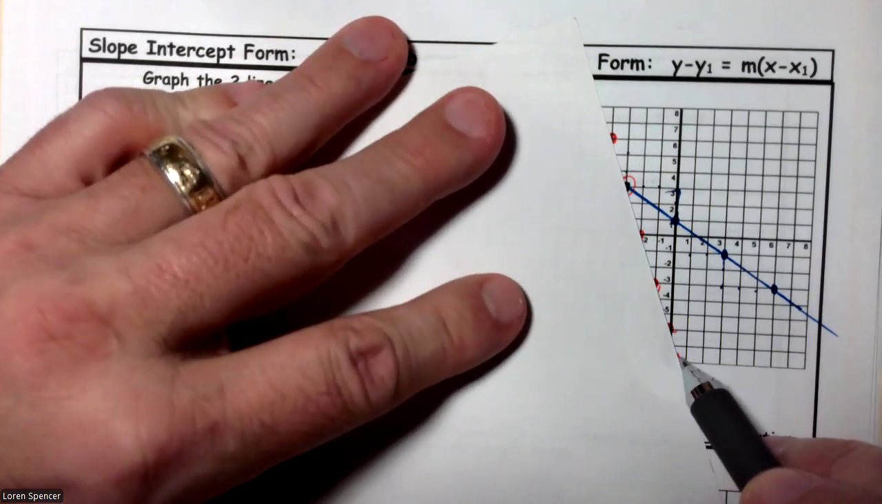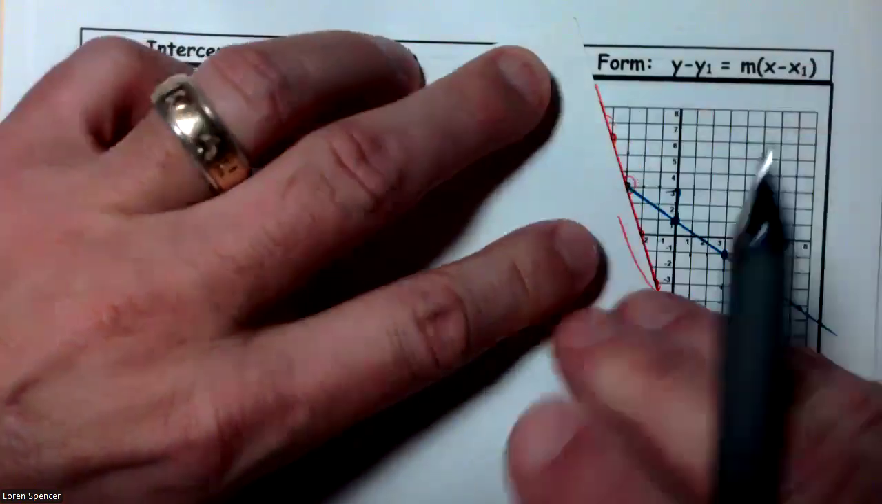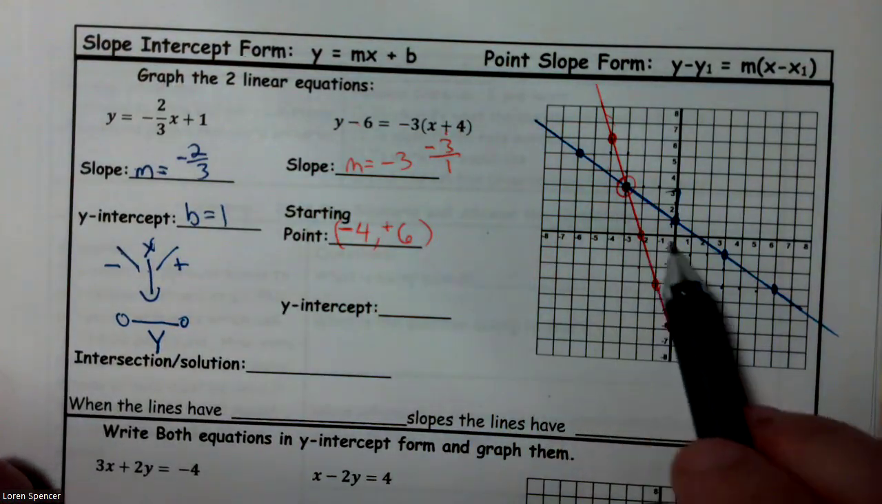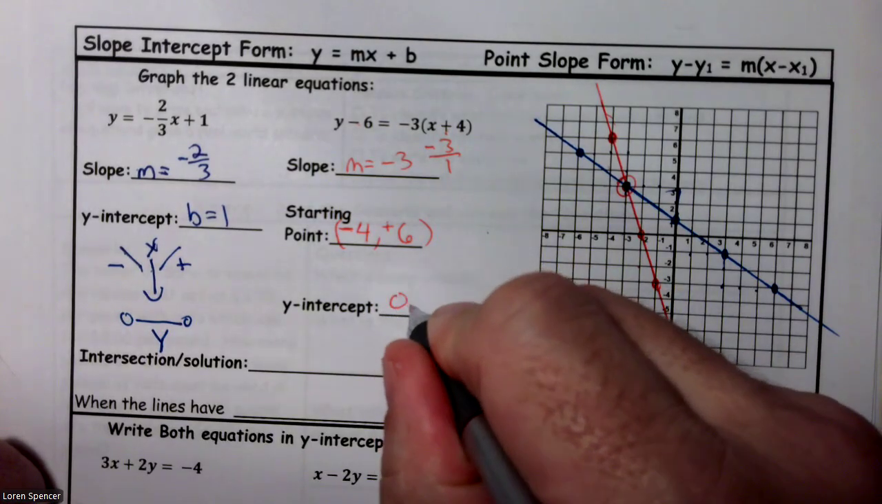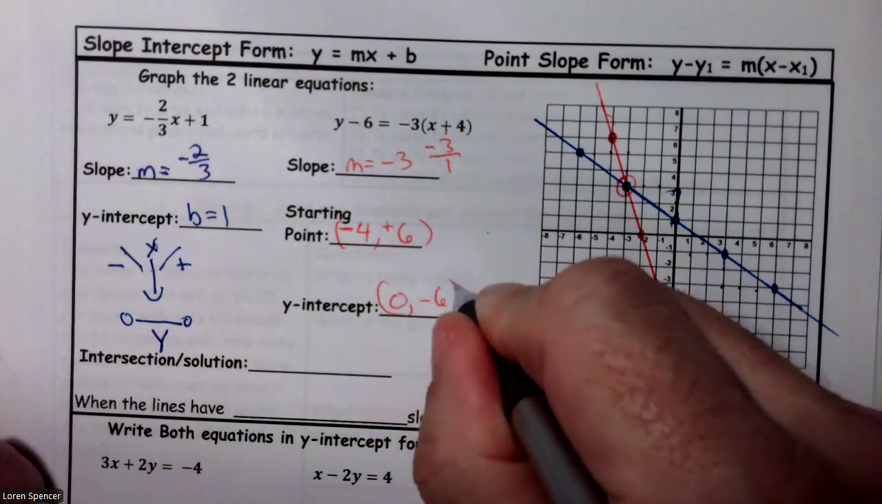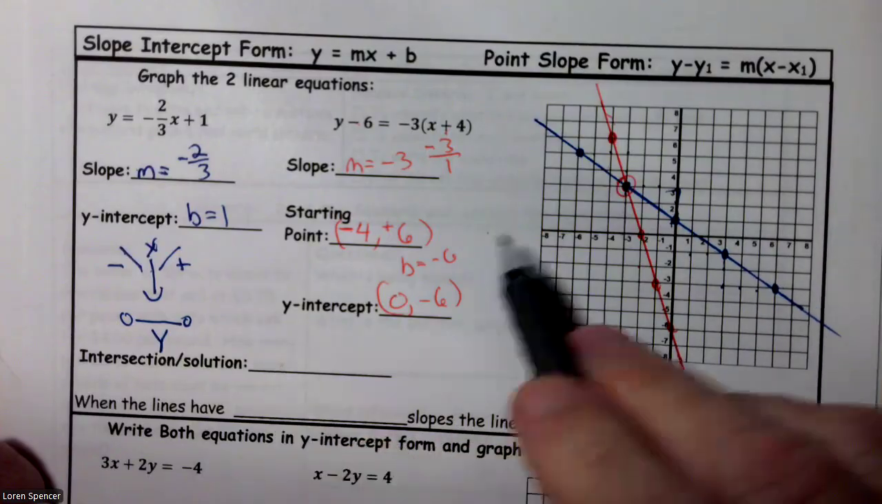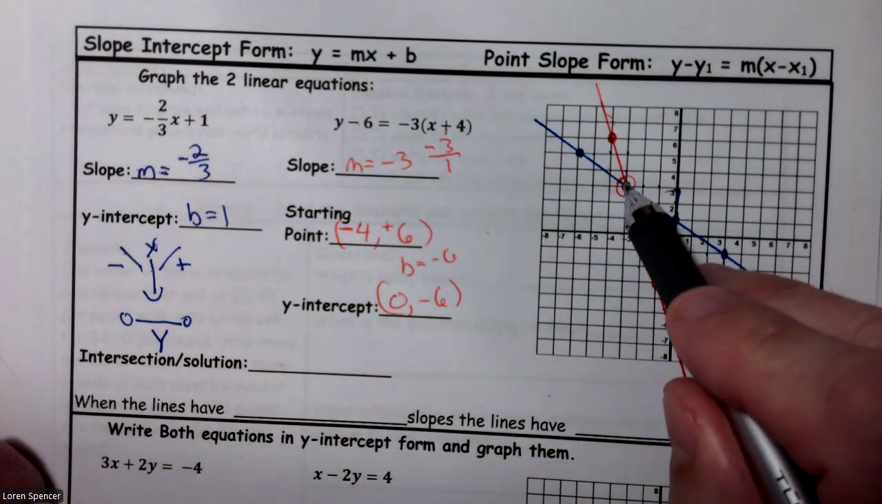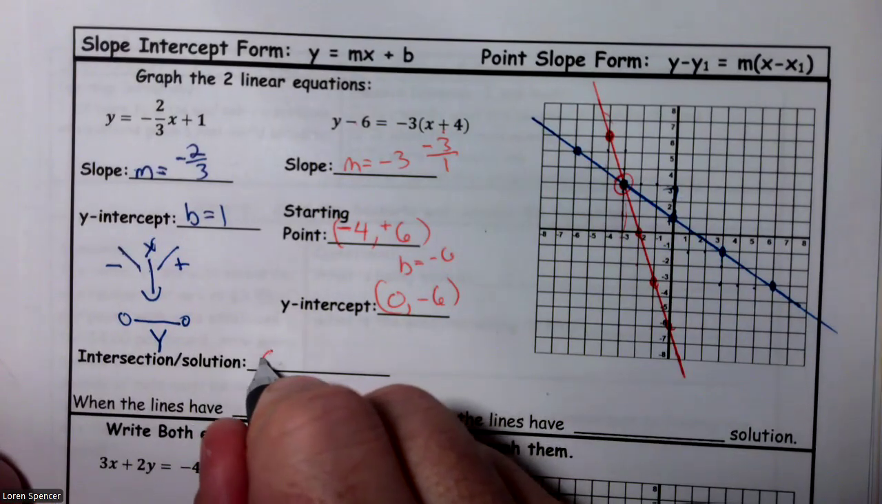And when you're doing a system of equations, where the lines intersect is my solution. Now, I did ask for my y-intercept, so we're going to say our y-intercept is at 0, -6. So if it asked, we would say b is -6. It asked for the solution. Well, our solution would be, oh, right here at -3, 3.